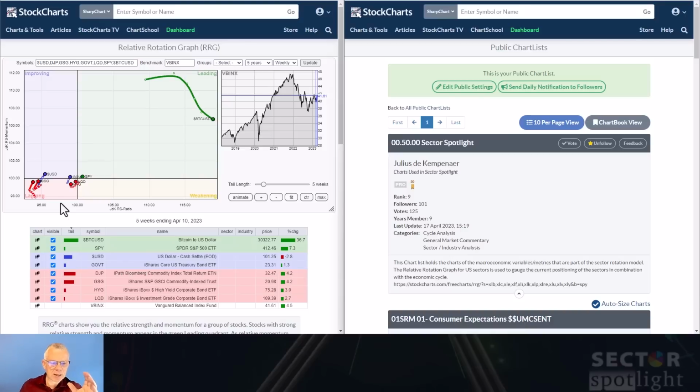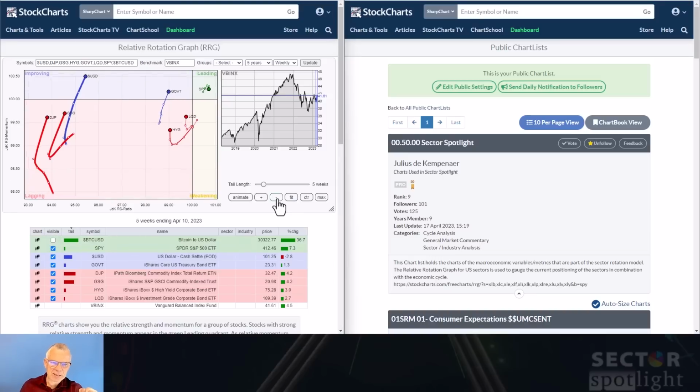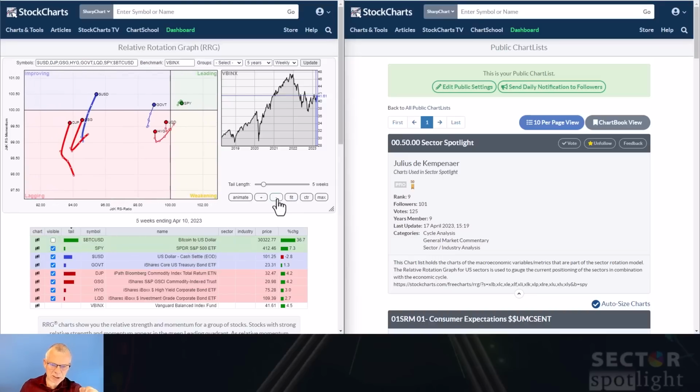I'm gonna tick this off just to make the chart a little bit more readable. So I'm gonna fit it, and then we see the rotations as they're currently going on. We talked about the S&P 500, how it's positioned as well. And you can see how SPY is inside leading.